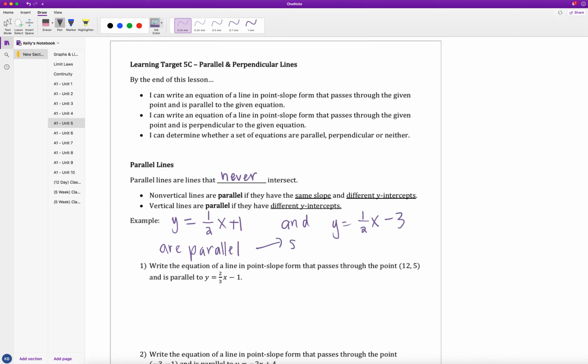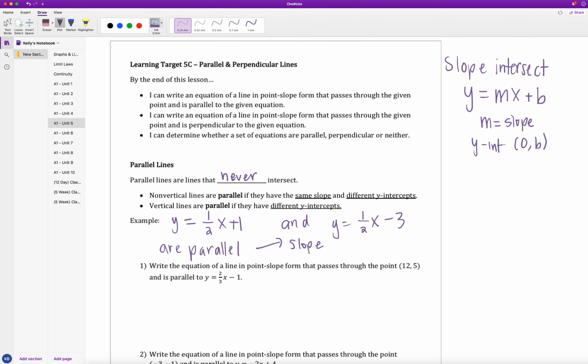So what are their slopes then? If we're going to have the same slope, what would the slope of each one of those lines be? Each one of these lines is, remember, in what we call slope-intercept form. Way back in the beginning of Learning Target 5C, we talked about what slope-intercept form is, and that is y equals mx plus b. So these are both in that form, mx plus b. What that tells me then is that m is my slope, and that my y-intercept is going to be (0, b).